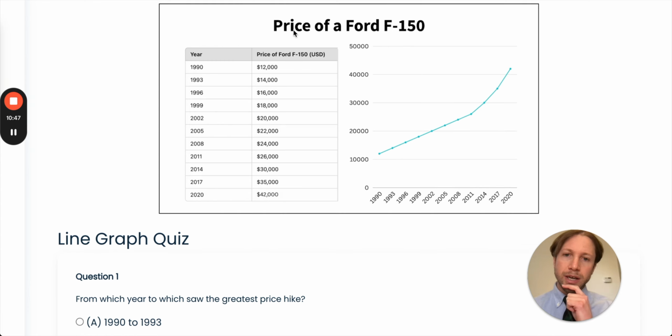This line graph looks like the price of Ford F-150s over time, moving from 1990 to 2020, and there's been a steady increase. On the left side, I can see a corresponding table with the same years, and we can see the price in US dollars: 12,000, 14,000, 16,000, all the way to 2020's price of a Ford F-150 of $42,000. I'm assuming this is a new price.